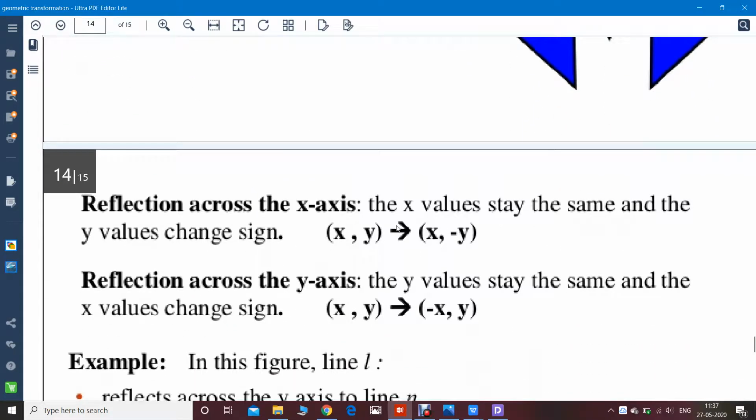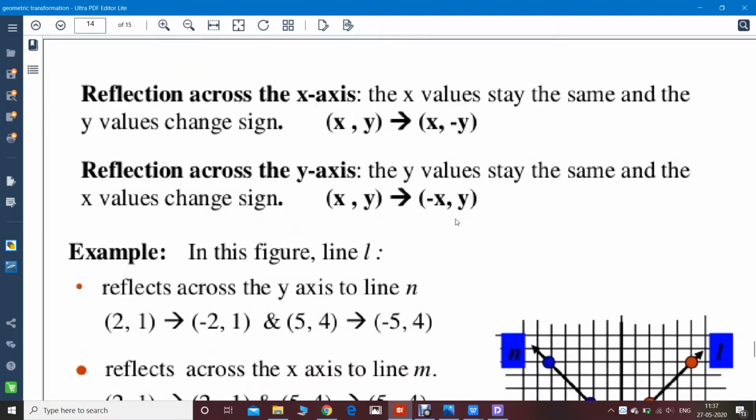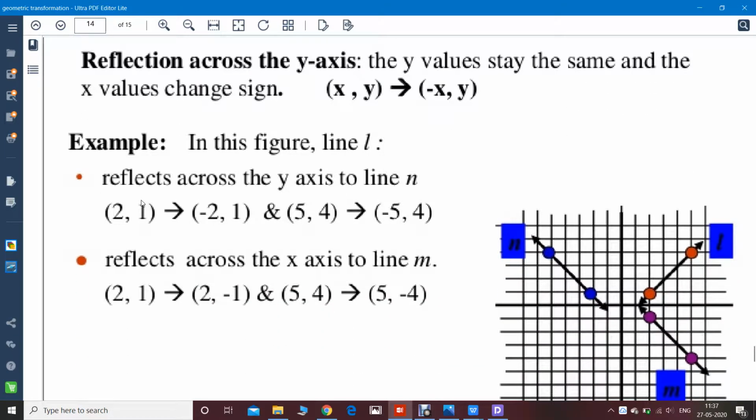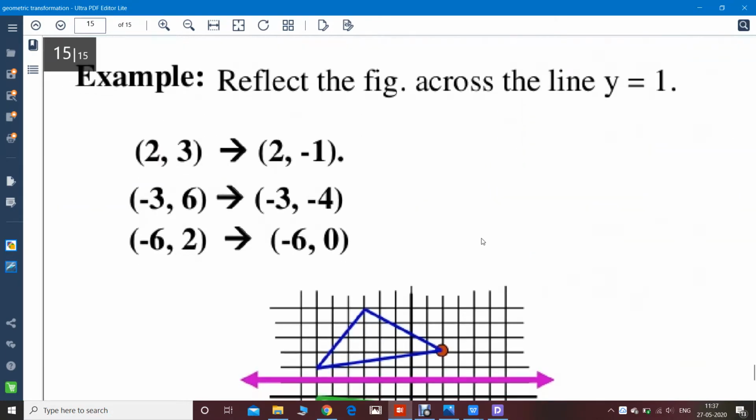Reflection across the x-axis: the x values stay the same and the y values change sign. x, y becomes x, minus y. Reflection across the y-axis: the y value stays the same and the x value changes sign. x, y becomes minus x, y. Example, in the figure, line L reflects across the y-axis to line N. 2, 1 is minus 2, 1, and 5, 4 is minus 5, 4. Line L reflects across the x-axis to line M. 2, 1 is 2, minus 1 and 5, 4 is 5, minus 4, as we can see in the image.